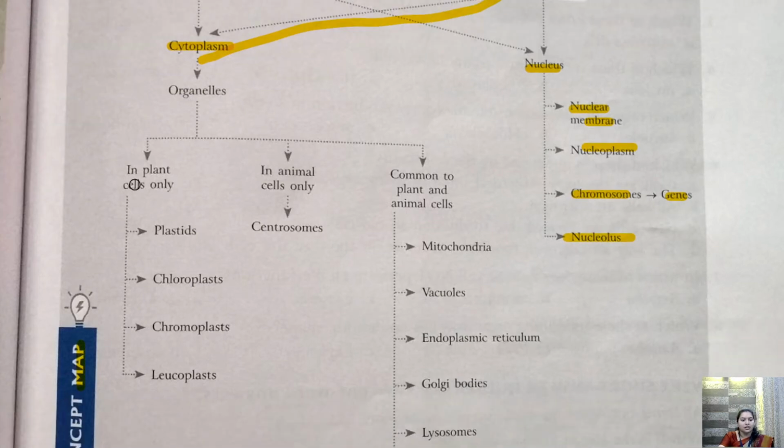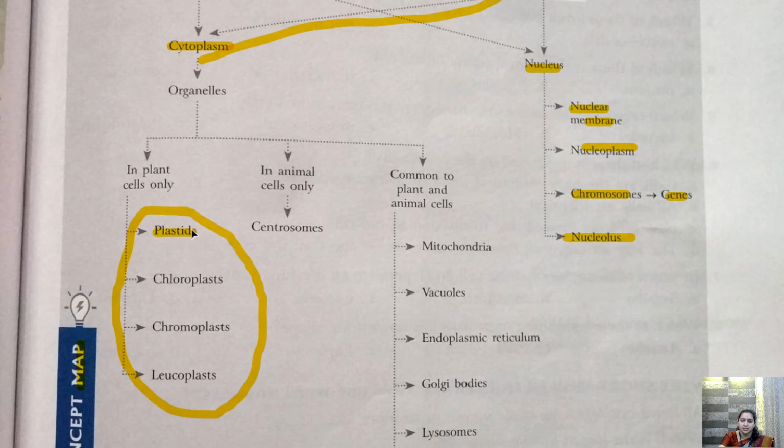Okay. Now, these are the organelles that are present only in plant cell. So what are they? Plastids. Plastids, that is chloroplast, chromoplast, leucoplast. These are the types of plastids only. Okay. So all these organelles are present only in plant cell. In animal cell, centrosome is present. So children, you were asking me about the centrosome. Centrosome is an organelle that basically help in the cell division.